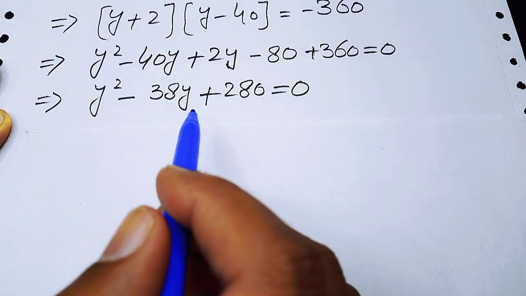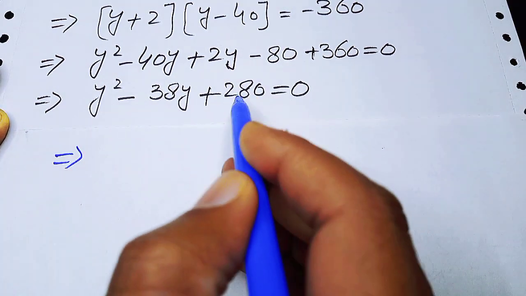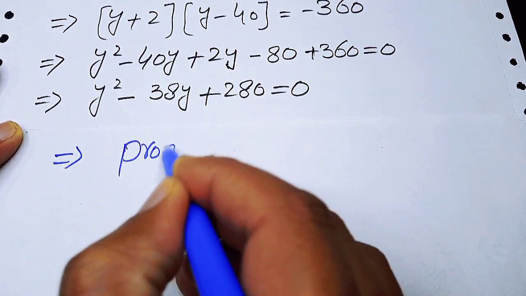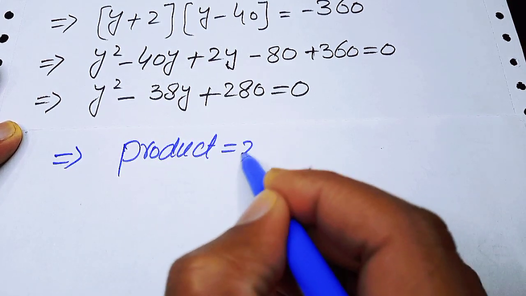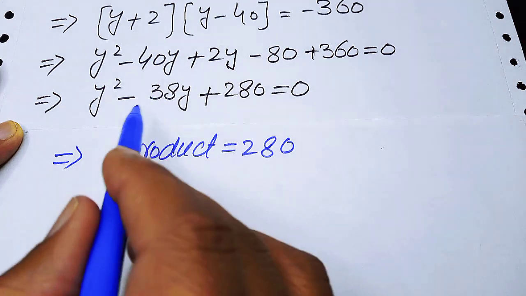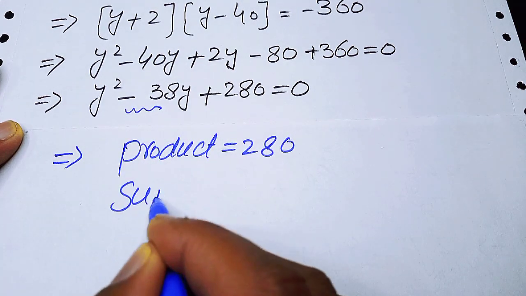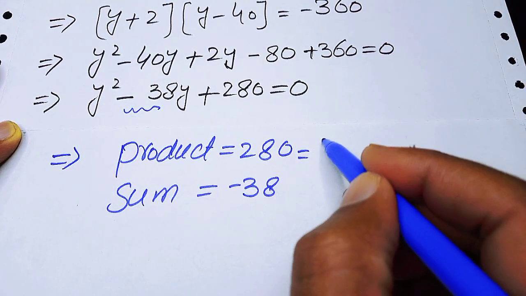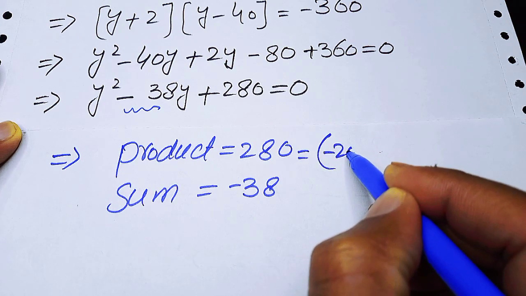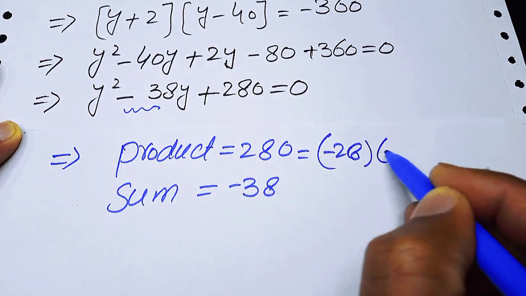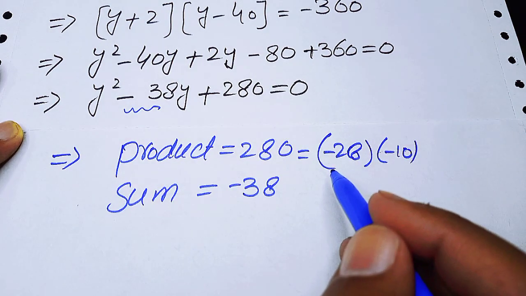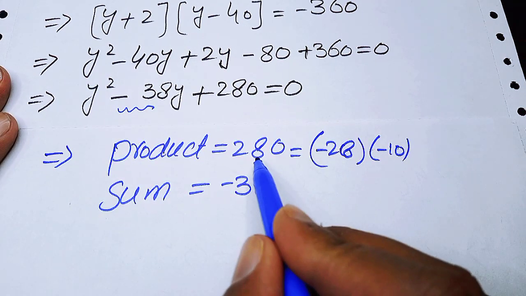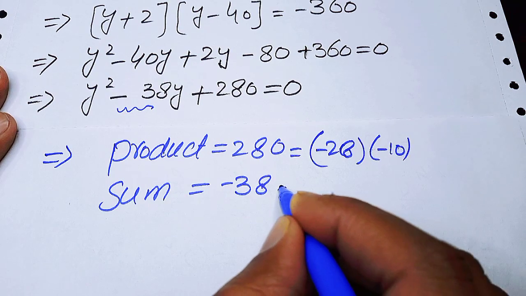Now we can solve this quadratic equation, and here we need two numbers whose product is 280 and whose sum is -38. These numbers are -28 and -10. When we multiply -28 by -10, it becomes +280, and when we add these two we get -38.